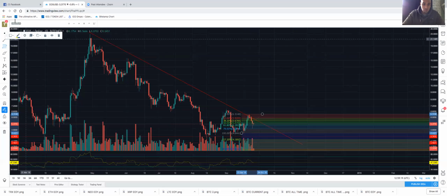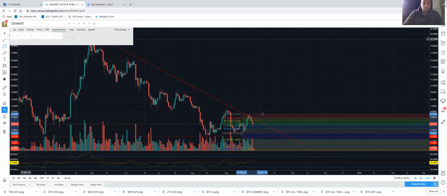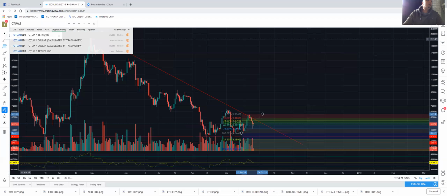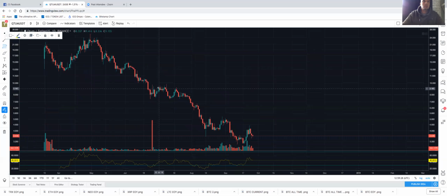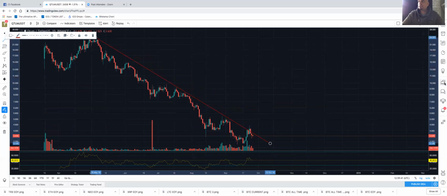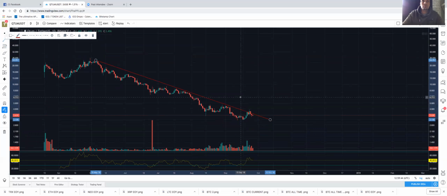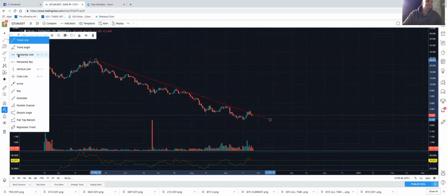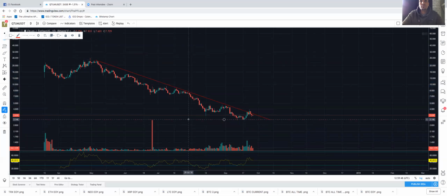And the last one is Qtum. Qtum USD, there it is. Okay. I'm sure you would have noticed already just from this TA that most of the charts are very, very similar. And that's because all the coins will do exactly what Bitcoin does most of the time, with the exception of Ripple. So there's your first bottom, there's your second bottom again.